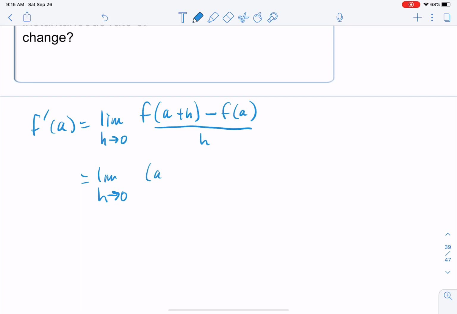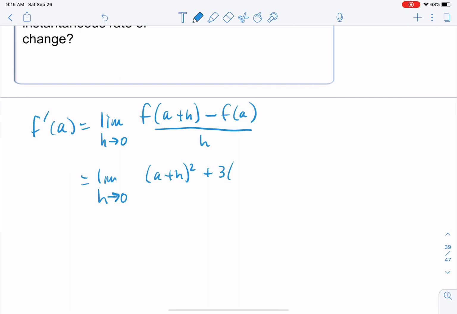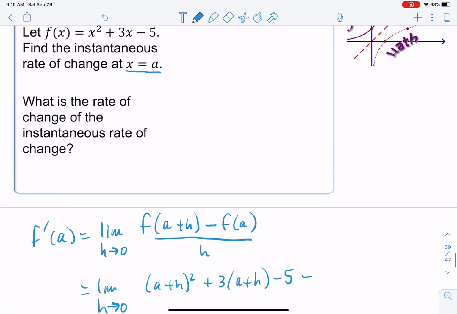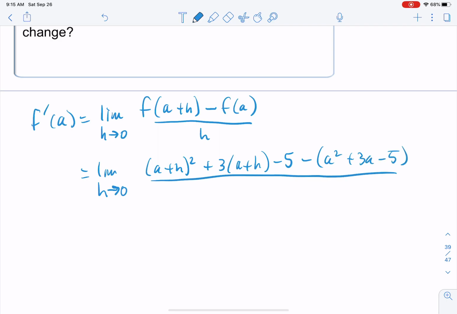I would have a plus h squared plus 3 times a plus h minus 5, and then subtract out a plugged into the function there. So it's going to change those x's to a squared plus 3a, and then minus 5, over h. Okay, we know this would give us 0 over 0. We've got to fix it.